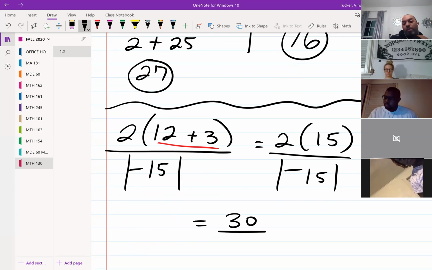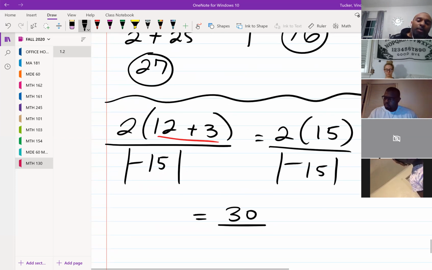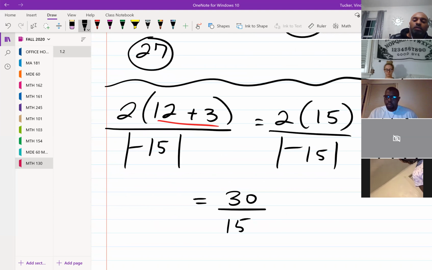Now looking at our denominator, absolute value of negative 15 is positive 15. So that's what we just finished talking about with the absolute value. And then to finish it off, 30 divided by 15 is 2.